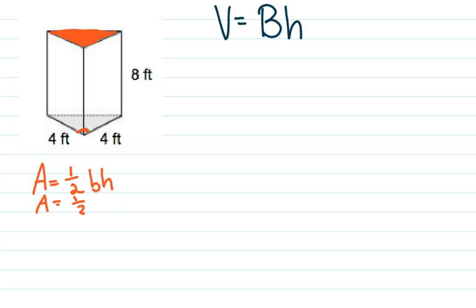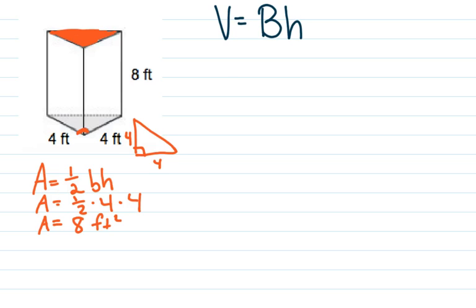One half, the base is 4, and the height is 4. How do I know? It's because of that little right angle. So really this triangle looks sort of like that. Alright, 1/2 times 4 is 2. 2 times 4 is 8 feet squared, but I don't need the feet squared when I put it into the formula.